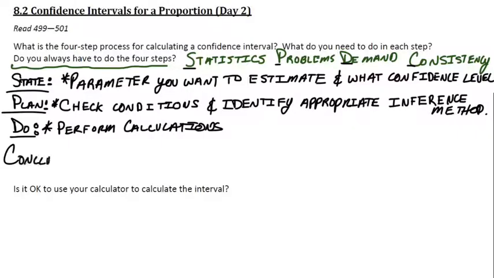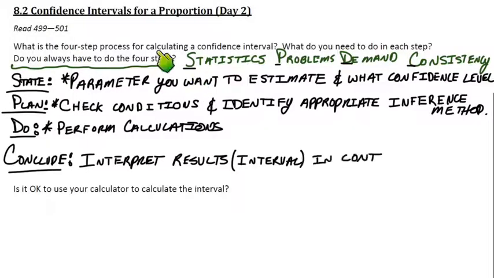And then what do you need to do in the conclude step? And most of you probably know this by now. So you need to interpret your result, and in this case, the interval that you got. We need to interpret that in context. So that's what the conclude step comes down to. You got your answer in the do step. Now let's interpret it in context in our final step here, the conclude step.